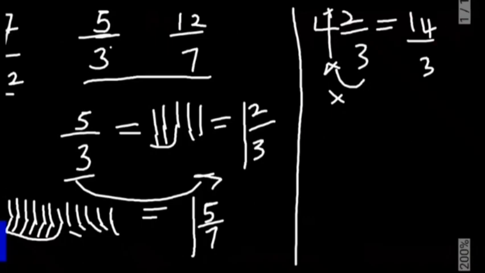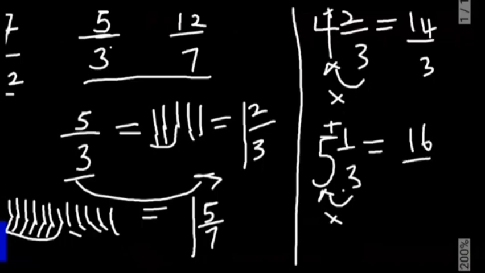Let's take another example. We have, let's say 5 whole number, 1/3. To convert this to an improper fraction, we multiply 3 by 5. So we have 15. We add it to the numerator. We have 15 plus 1. We have 16. So we have 16 over the denominator. So we have 16/3. These are improper fractions.